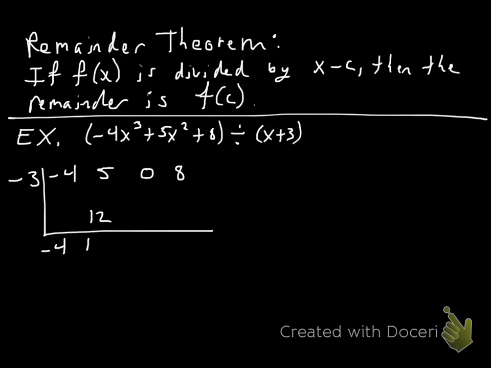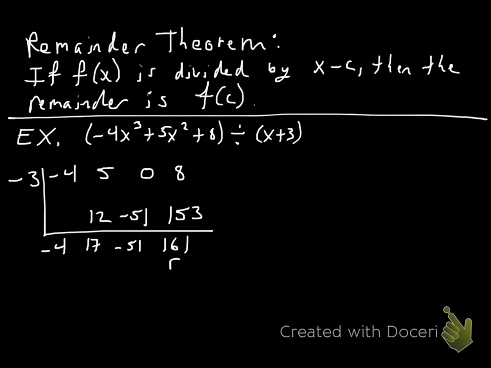We'll go ahead and do that synthetic division, bringing the 4 down, and then 4 and negative 3 makes negative 12. We go ahead and add them. 5 and negative 12 makes negative 7. And we'll go ahead and multiply again. Negative 3 and negative 7 makes 21. And we'll add 0 and 21 to get 21. And then we'll multiply negative 3 times 21, and we're going to get negative 63. And then we'll add 8 and negative 63, and we'll get a remainder of negative 55.